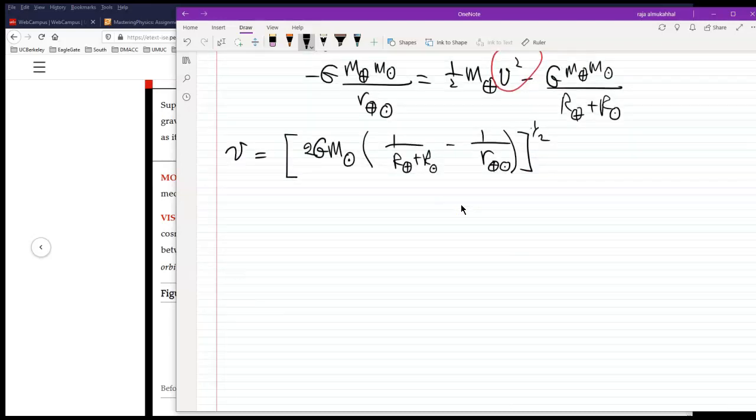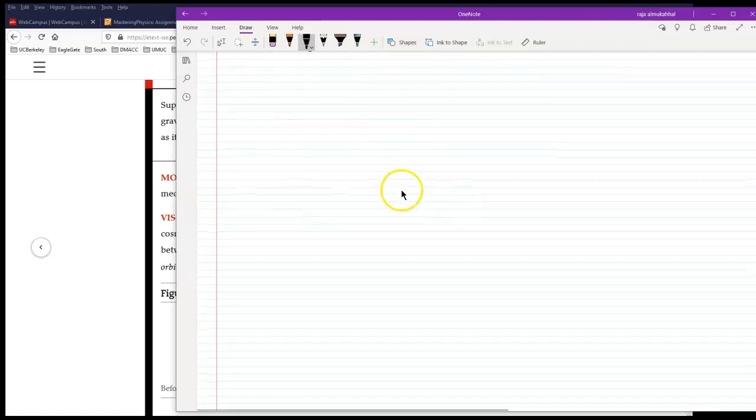The worst thing about this chapter is a lot of calculations, so make sure you practice it. A lot of scientific notation you have to put in and so on. Anyway, the velocity becomes 6 times 10 to the 5th meters per second. And that's basically how it works. You got it? Okay. Now let's do example 13.2.